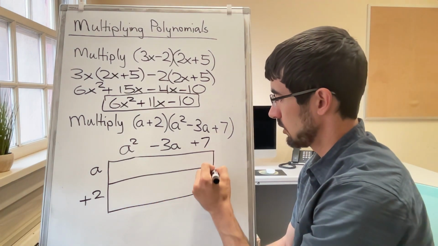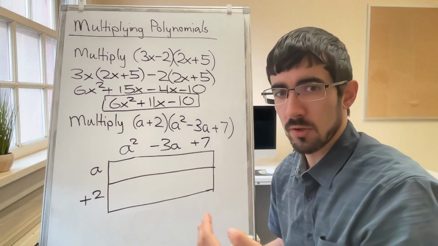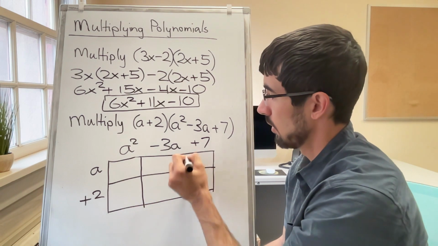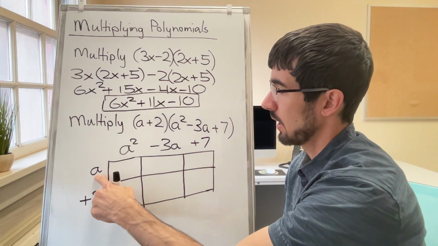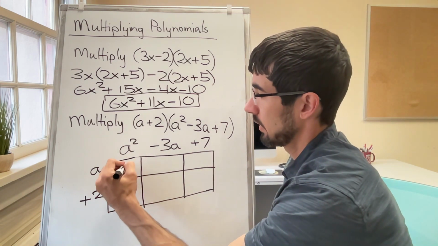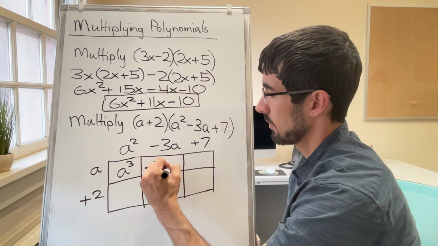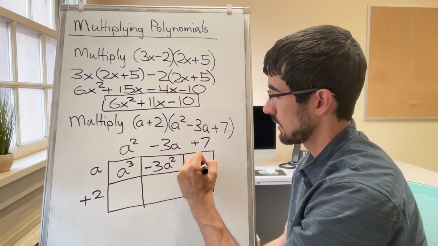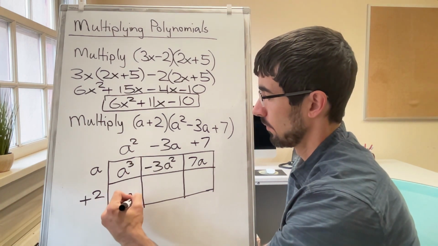And this is just a visual way of making sure that every term gets multiplied by every term within the polynomials. So wherever there's a cross section here, I'll multiply those terms. Here I have a times a squared, that's a cubed. Here I have a times negative 3a, that's minus 3a squared. Here I have a times 7, that's 7a. Here I have 2a squared.